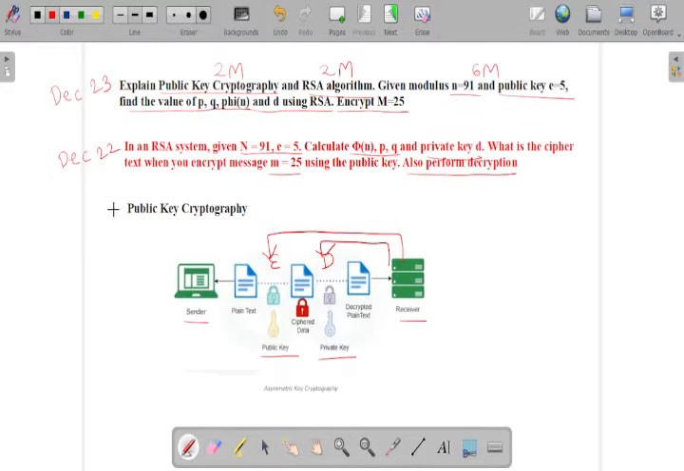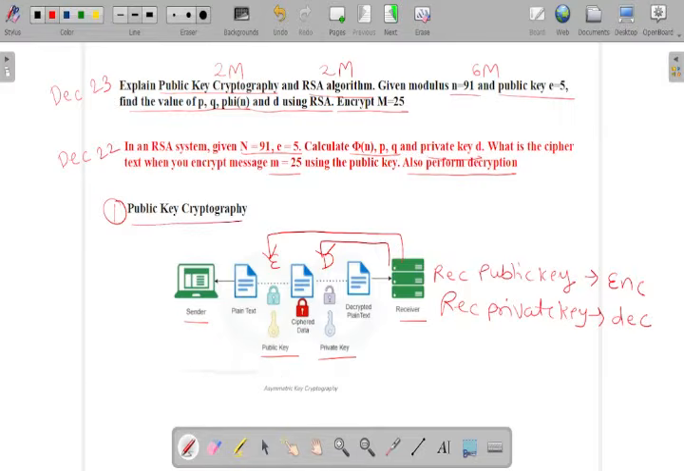So in the first one, that is in the public key cryptography, you have to write down that the receiver's public key will be used for encryption and the receiver's private key will be used for decryption. So two keys will be used for encryption and decryption process, and this kind of cryptography is called public key cryptography and asymmetric key cryptography.